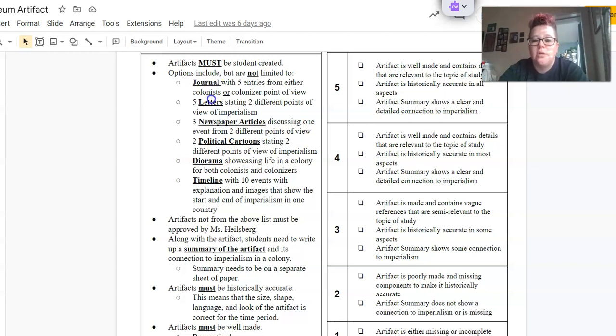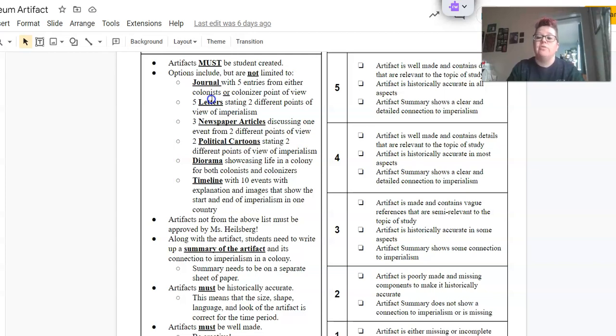Your journal and your letters need to have at least 5 of them. So at least 5 letters or 5 entries. You need to choose who is going to be writing this, and you need to show multiple points of view. Again, the purpose of this is to show these points of view of imperialism and what you have learned and what you have mastered already. Same with the newspaper articles, but you only need 3.